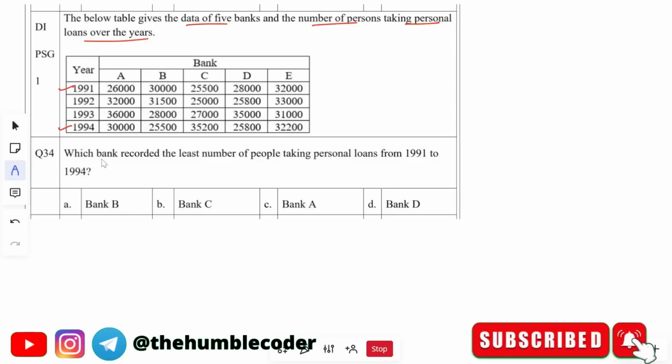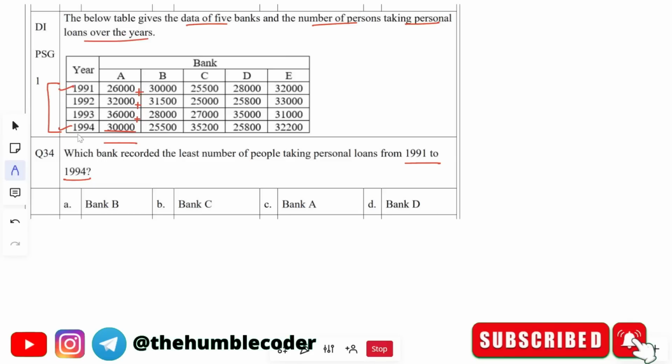Let's read the question. Which bank recorded the least number of people taking personal loans from 1991 to 1994? Understand that the range given to us is the complete range. Out of this, we have to tell which bank has the least number of people who have taken a loan. How can we find that out? We have to find the total number of people taking loans from all the banks, so we sum all these values. Then we get the number of people from 1991 to 1994 who have taken a loan from each bank. In this way we have to do it for bank B, C, D and E as well.